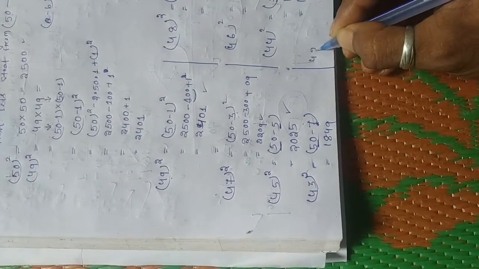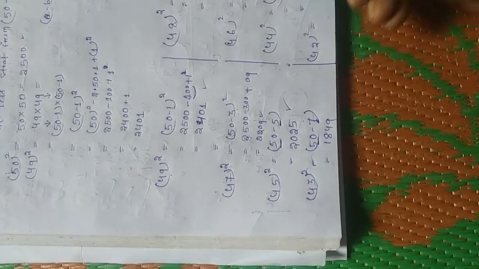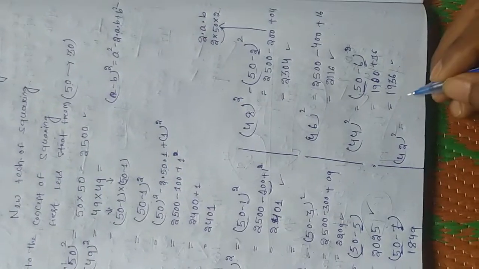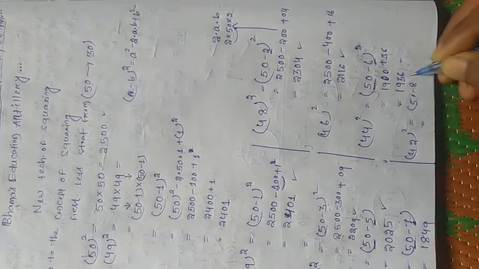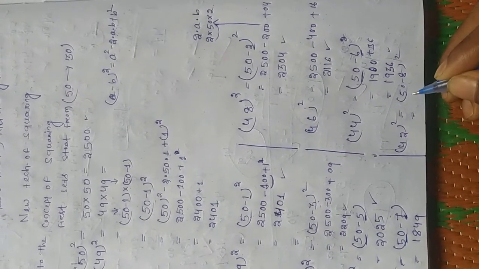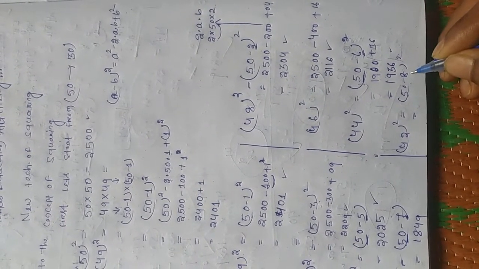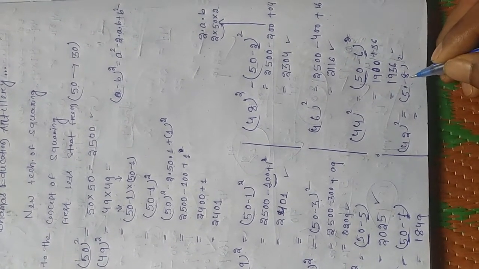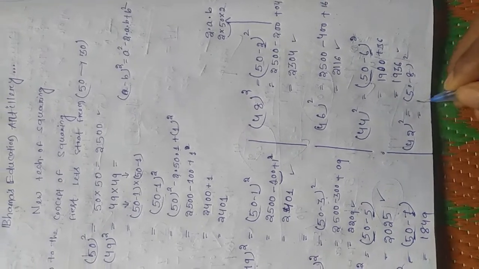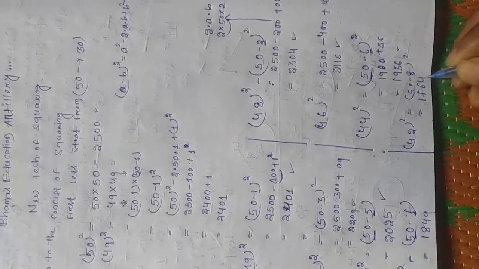Let's do 42 square. You know, 42 is equal to 50 minus 8. Let's do it quickly. 2500 minus 800 for 8 is 1700. 1700 plus 8 square, 64, is 1764.